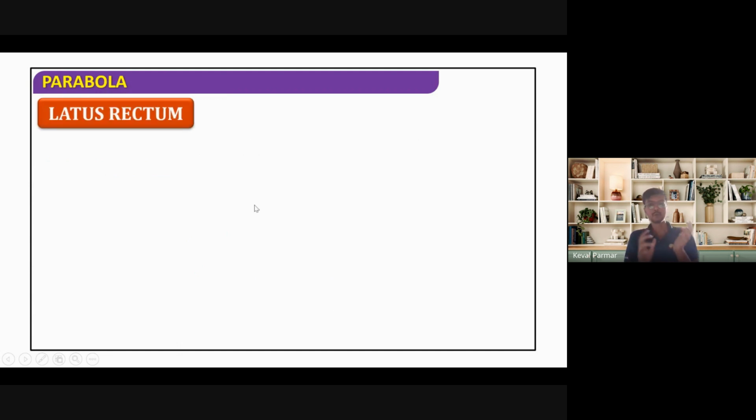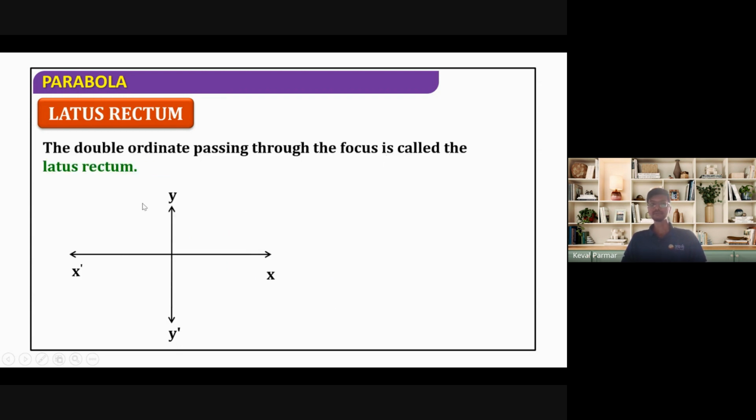Latus rectum. The most important part of a conic section is the latus rectum. I hope you know how to pronounce it. It is, I think, Latin, that's why it is called latus rectum. So that name is continuing till here. The double ordinate passing through focus. Now I hope you know double ordinate. This is the axis. This is the focus. Now if the double ordinate passes through focus, it is called a latus rectum. Very important definition of a conic section.